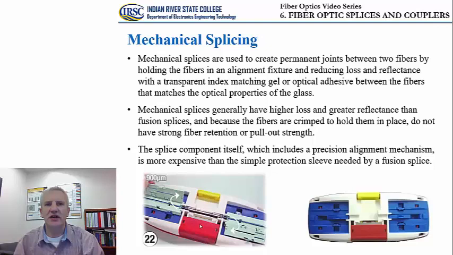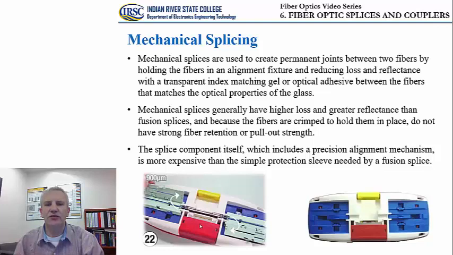This slide briefly describes the way mechanical splicing is performed, and it also describes the actual mechanical splice. So mechanical splices are used to create permanent joints between the two fibers. Two fibers are held in some sort of alignment fixture, such as the one shown on this slide, and then brought to a close contact.